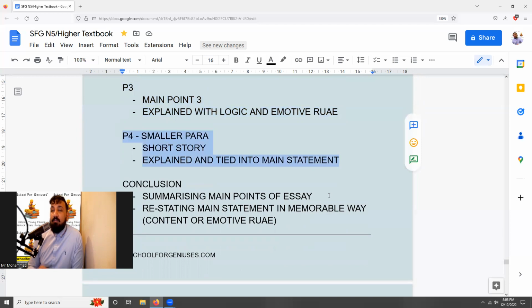Then you have your fourth paragraph. Now, this isn't going to be too long. It's going to be shorter than the other ones. All you want to do here is tell a short version of a story which backs up what you're saying. And you want to explain it in a way that ties it again to the main statement, the persuasive statement that you're making. You're doing this to make sure that the emotional force in your essay is there.